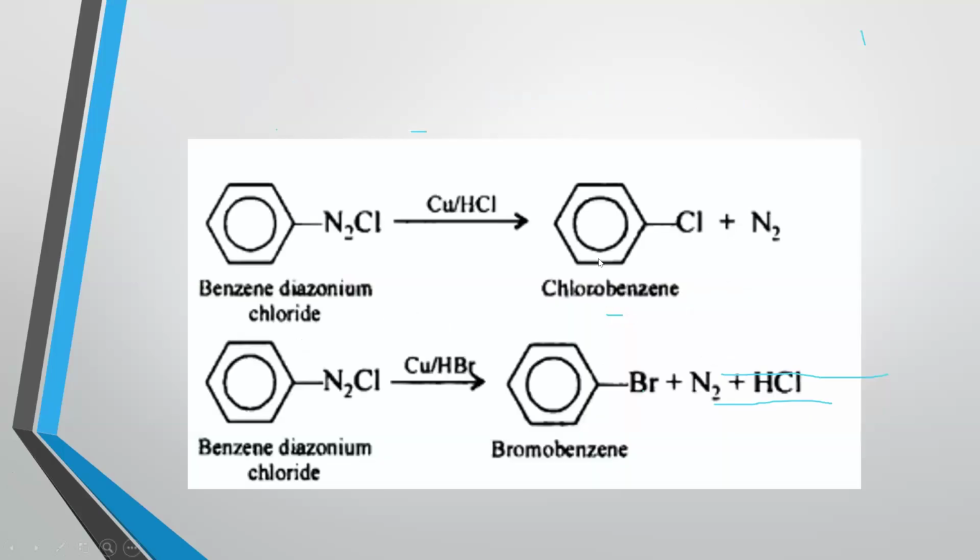One more. Can you name it? Pd/BaSO4 is used as a reagent. If you are able to recall the name of the reaction, Pd/BaSO4. Rosenmund, yes, very good, Manisha. Rosenmund is also used for the synthesis of benzaldehyde. So remember all this, right?